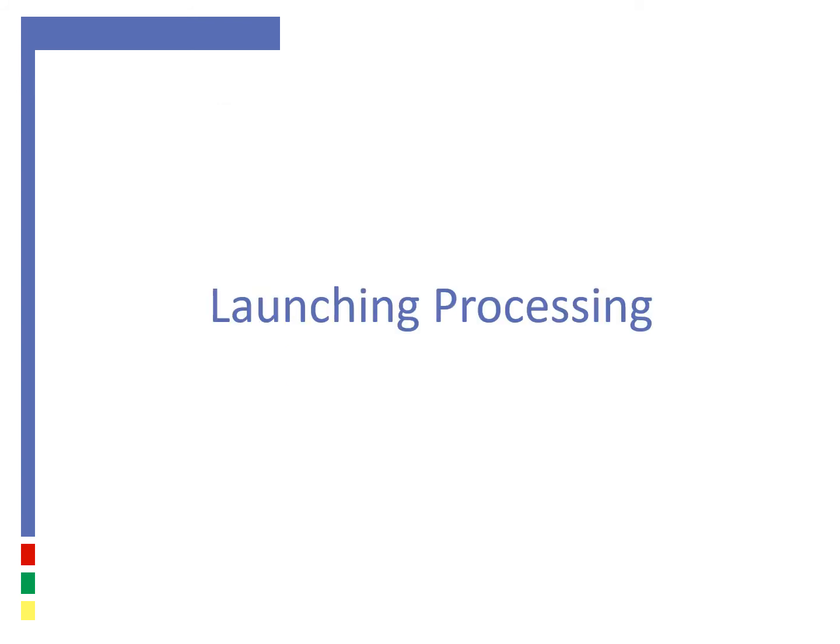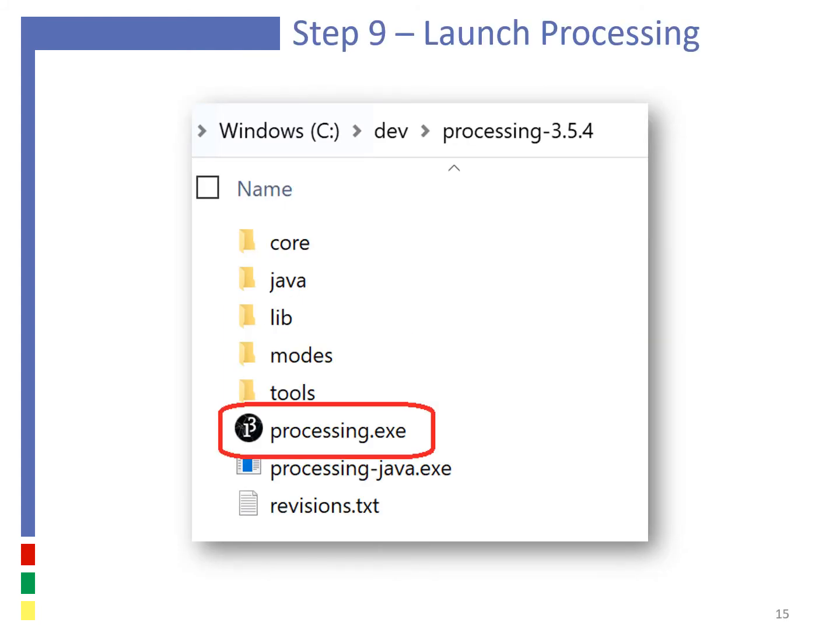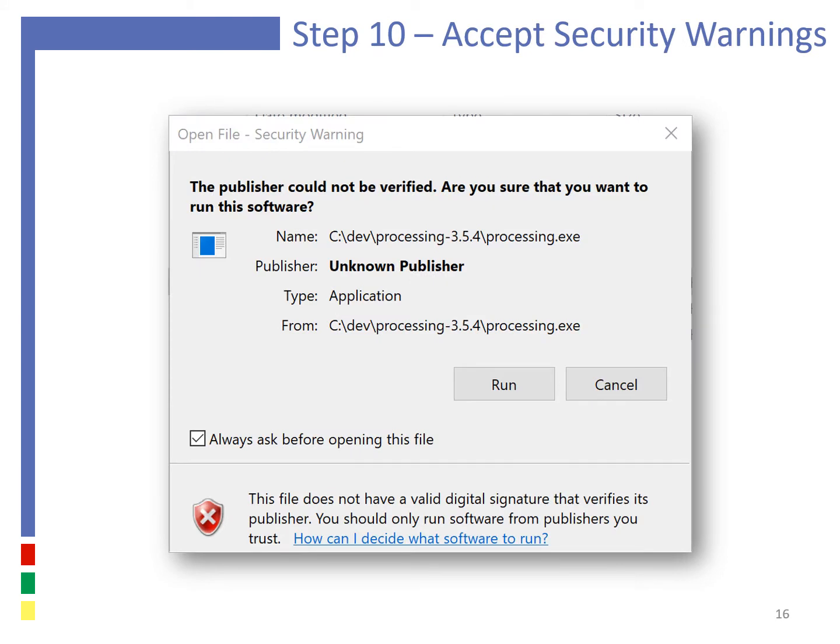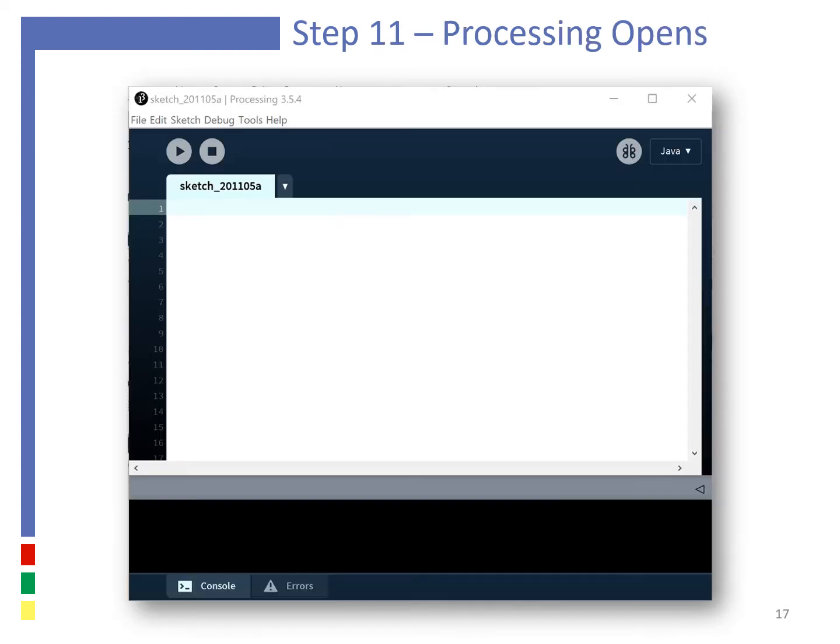So if we want to launch processing, we need to click on that file. So this is the file that we're going to click on, processing.exe. And what that will do is it will launch the processing application for us. You may get security warnings popping up, and these are okay. You just click on the run button and accept it. And then you have processing open. So processing is now open. We're now ready to start typing in code in here and running it.